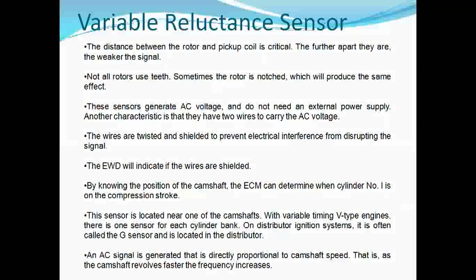The wires are twisted and shielded to prevent electrical interference from disrupting the signal. So statistically, it will be fixed at a particular joint. Hence, there will not be any fluctuations within the voltage levels. And here, we know that it has been positioned at the camshaft, and the ECM, electronic control module, can determine the cylinder number and compression stroke.